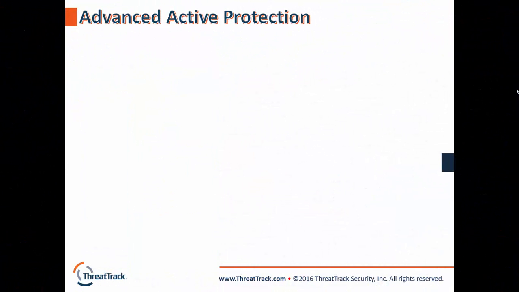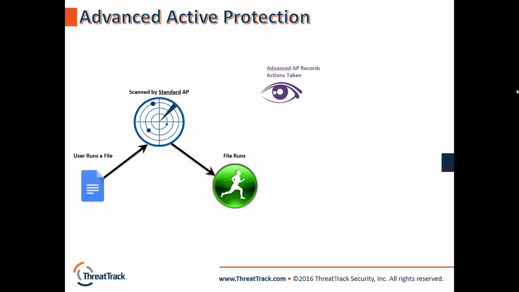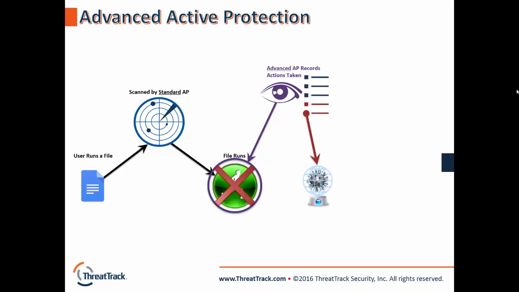I've set up a quick animation to help visualize the process. As we've covered, when a file is run on a system, it's scanned by VIPRE's standard active protection, as we're used to. The advanced side of active protection comes into play once the file actually executes, monitoring all of the actions the process takes. Should these actions become malicious, VIPRE will respond with a few actions of its own. First off, the process itself will be terminated and the associated file quarantined.